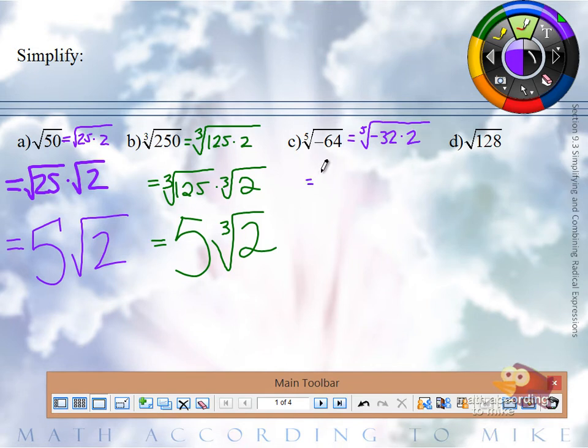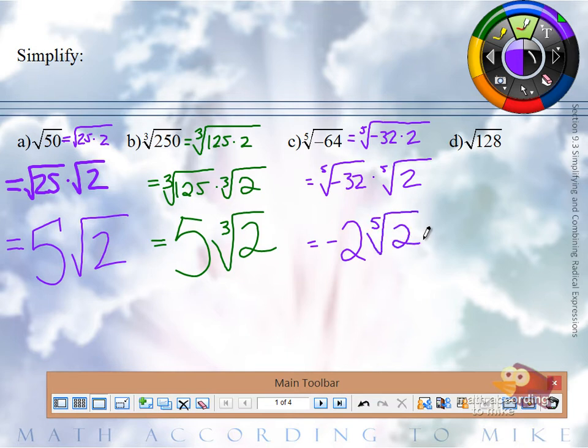So this would be the fifth root of negative 32 times the fifth root of 2. What is the fifth root of negative 32? Negative 2. Okay, that changed it up a little bit. And then times the fifth root of 2.